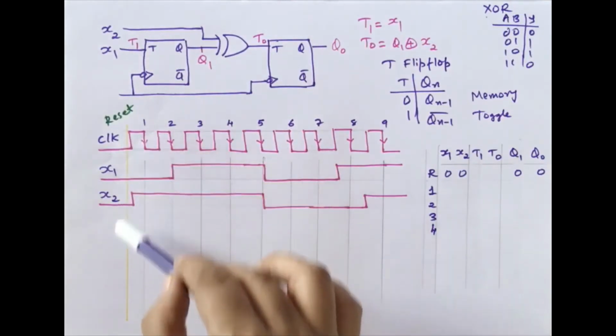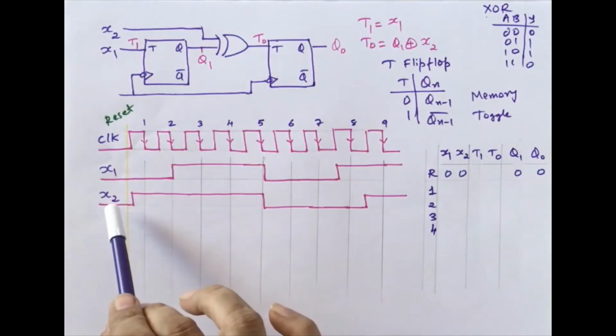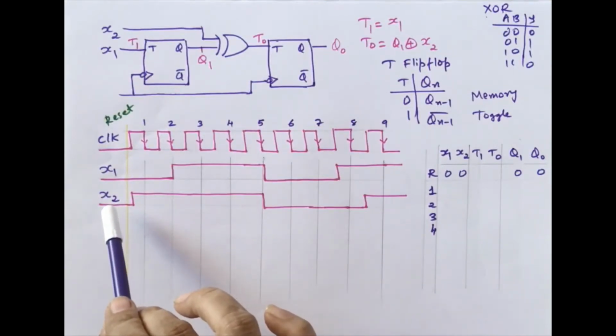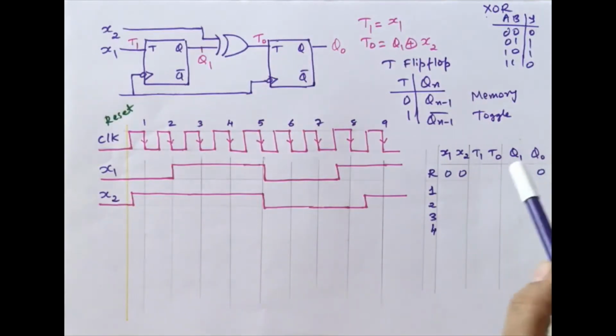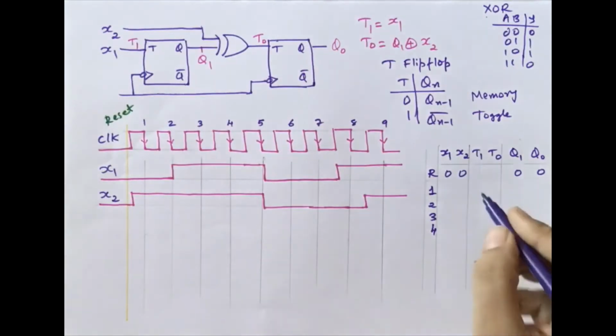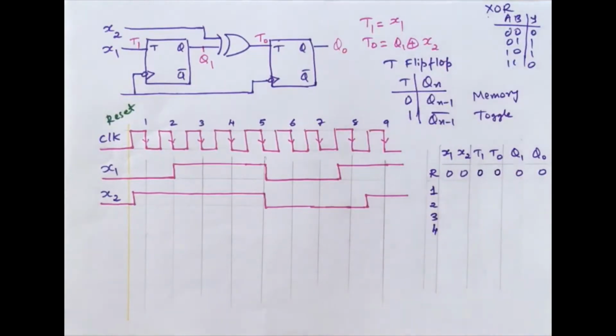On the reset, this yellow line is showing reset. X1 and X2 both are 0. The outputs of both the flip-flops are 0. So we can identify that T0 and T1 are also 0. So on the reset, everything is 0.